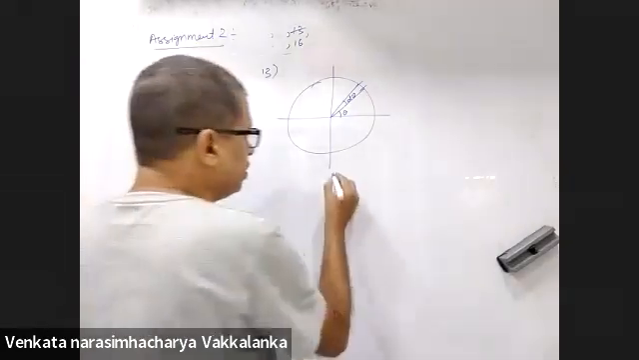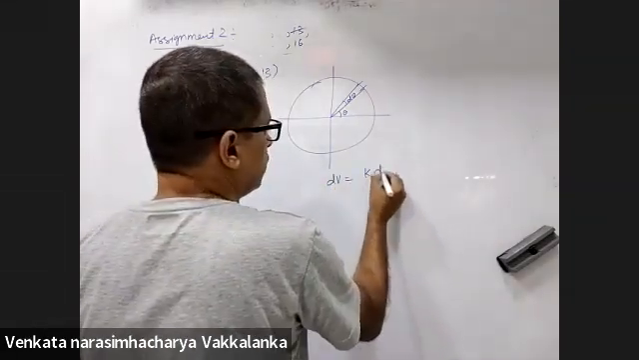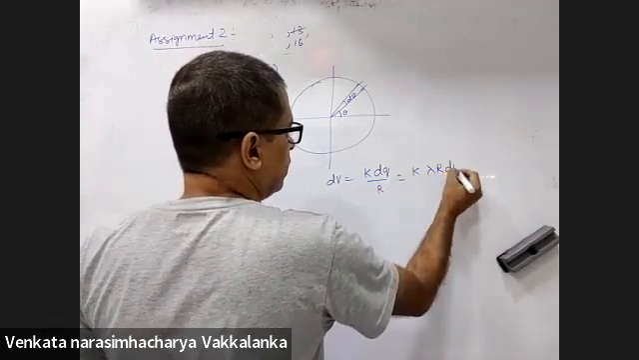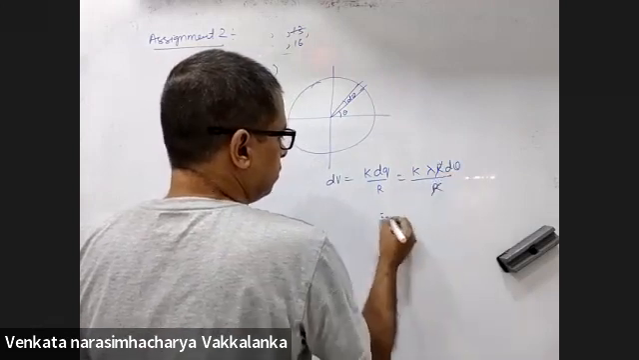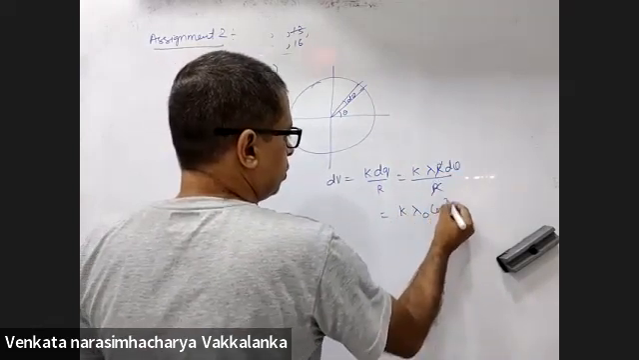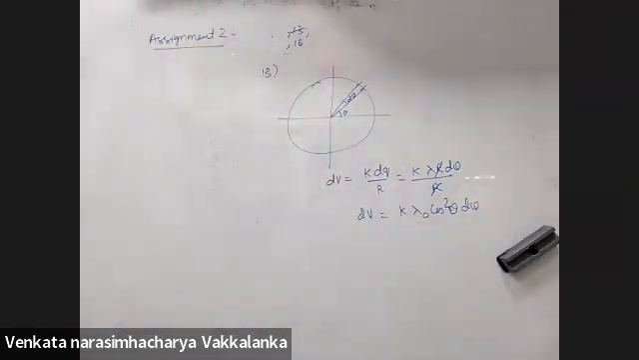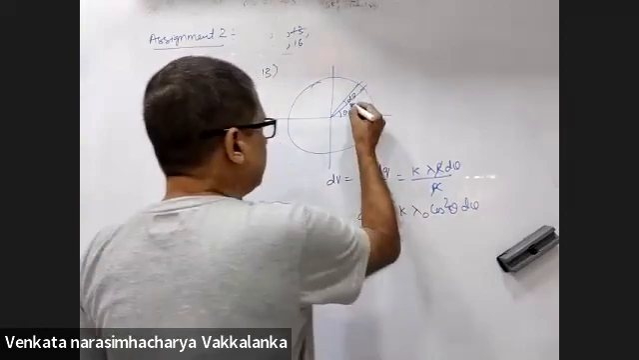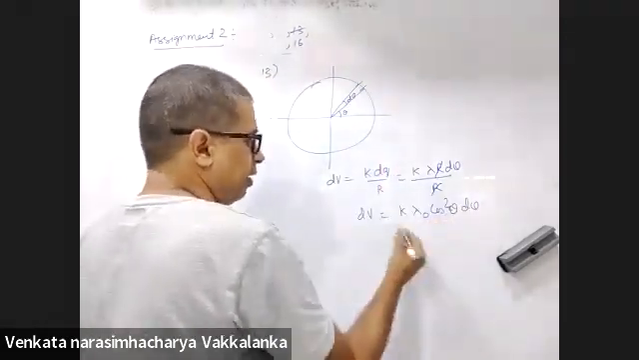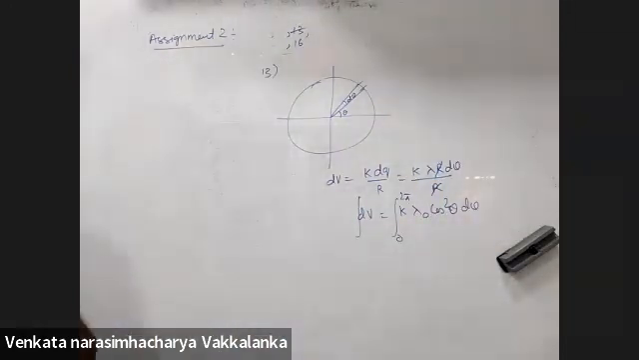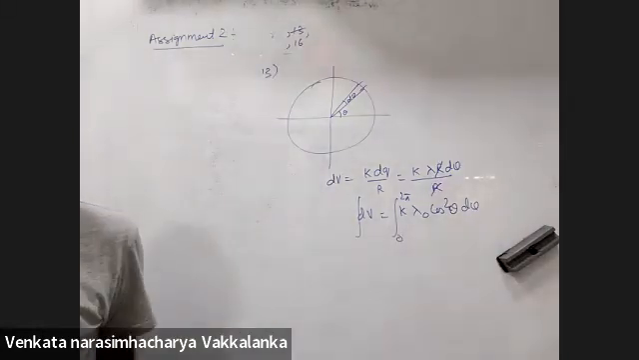Why did the question become easy? dV is equal to k dq by r. k dq is lambda r d theta by r. k lambda naught cos square theta d theta. Phi rather, he took phi, I by chance took theta. You take phi. Integrate this from 0 to 2 pi. That's my answer. You should know the integration of cos square theta. That is 1 plus cos 2 theta by 2.